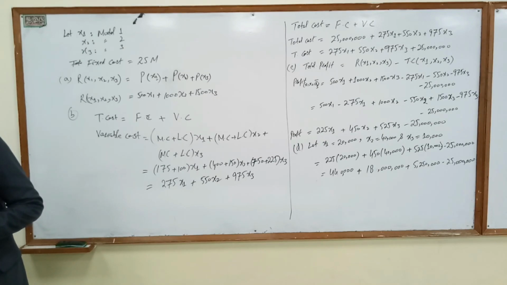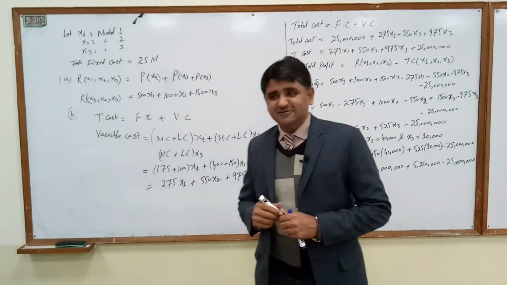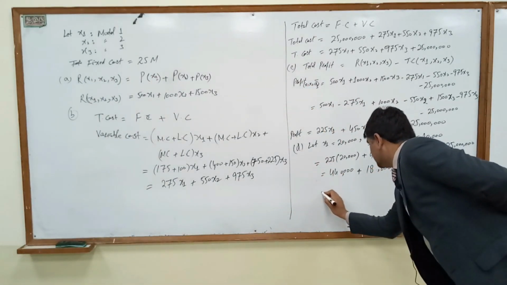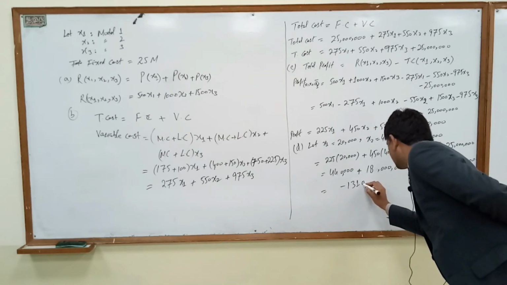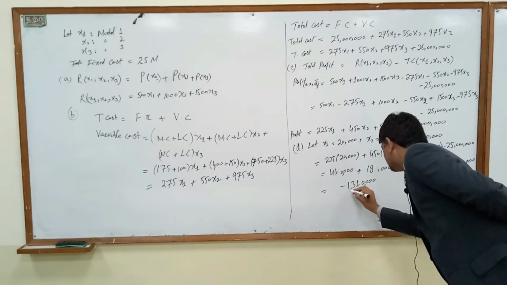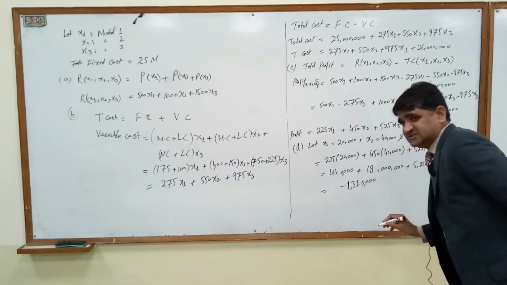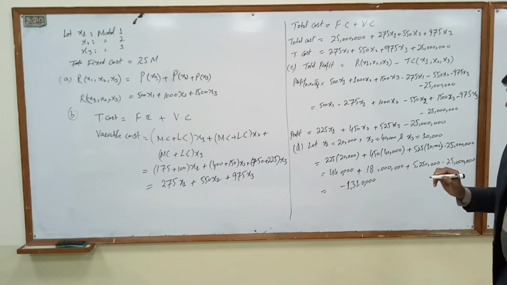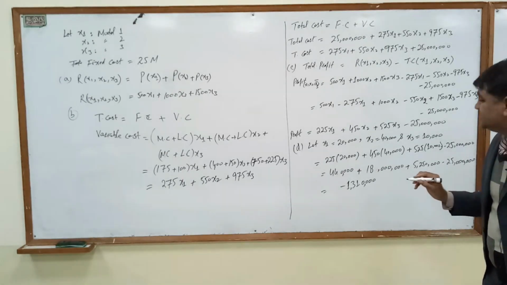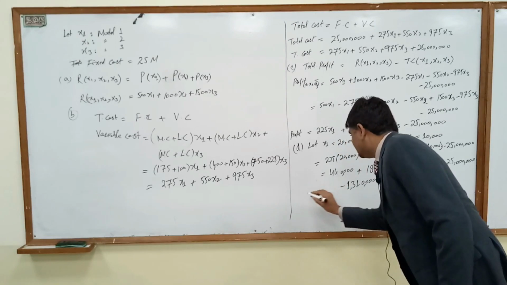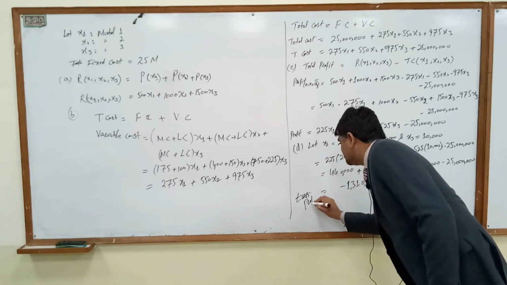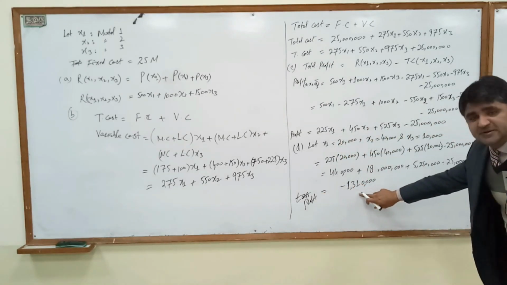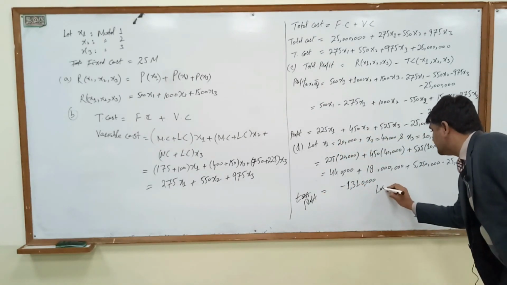Hurry up, students. Sir, minus 131. Tell me the exact value. Minus 131, 4 zeros. It means 1.31 million is loss. The firm is having a 1.31 million loss. Here it is called profit because we are going to determine profit, but a negative value leads to loss.